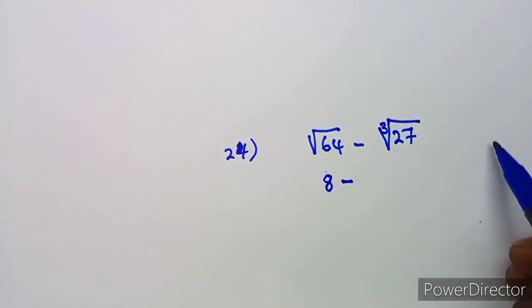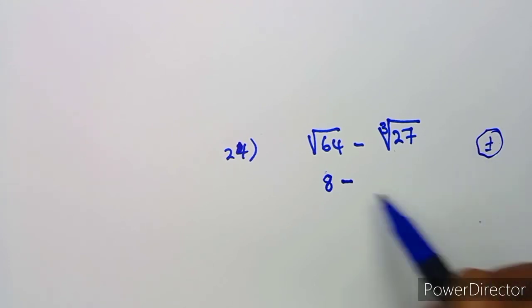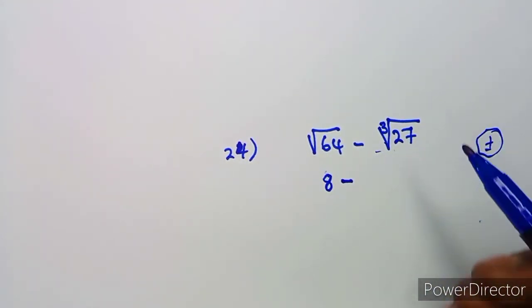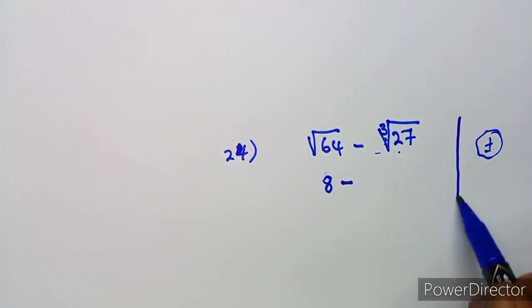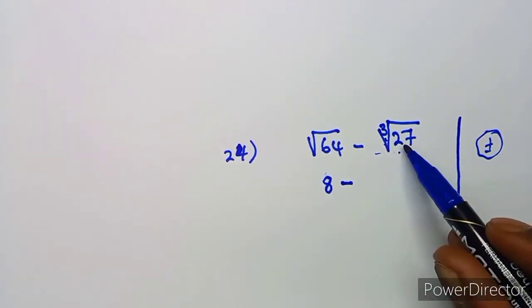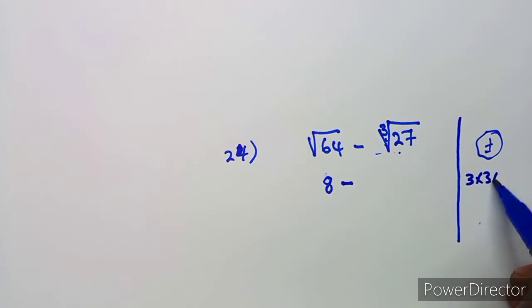We also know that the square root of a number is a plus or minus, but in this case, you're just evaluating, so just use the positive value. And the cube root of 27 is a number that multiplies itself 3 times to give us 27. That's 3 times 3 times 3.